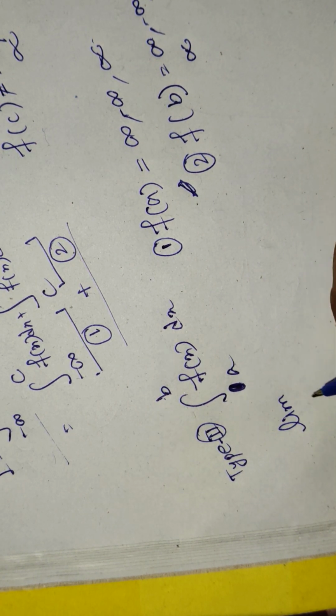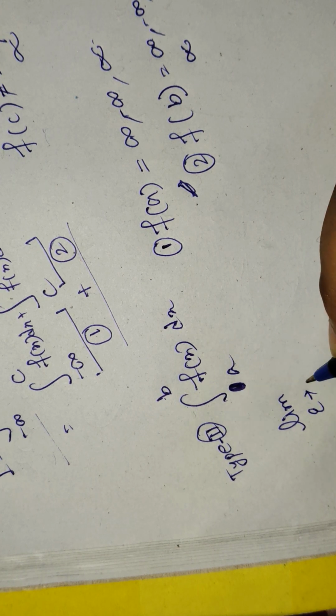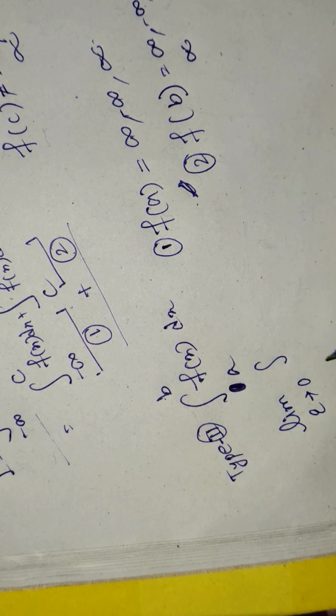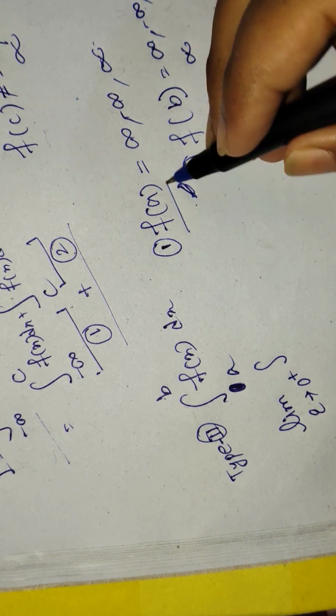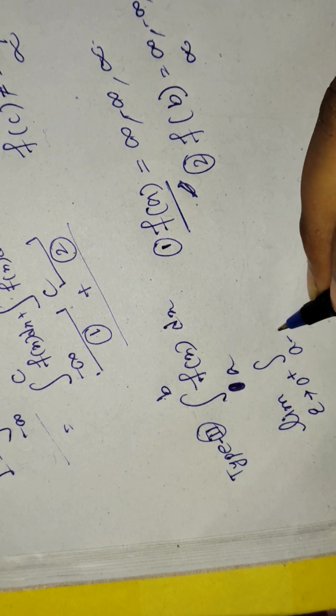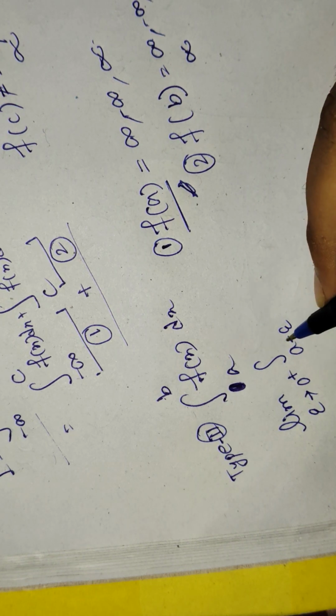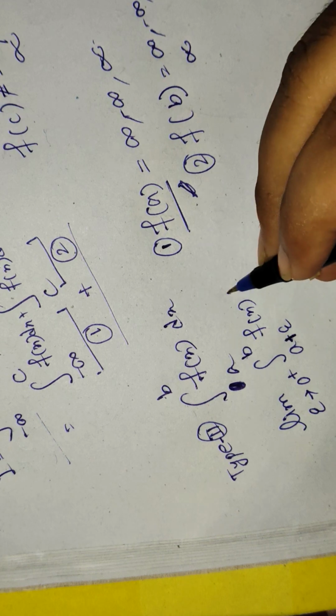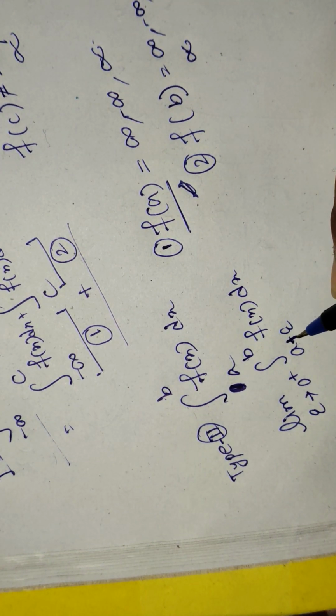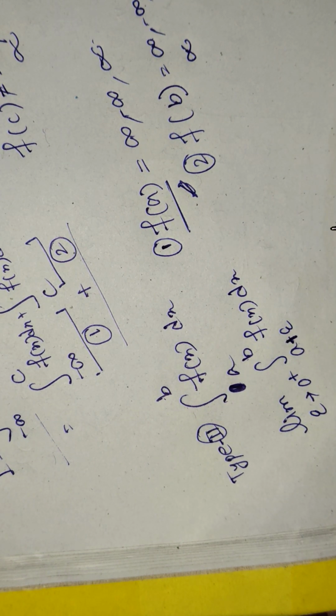Limit epsilon tends to 0, basically 0 positive. Let's say we are talking about subtype a, so integral from a plus epsilon to b of f(x) dx. Why are we using this plus symbol, and what is epsilon actually?